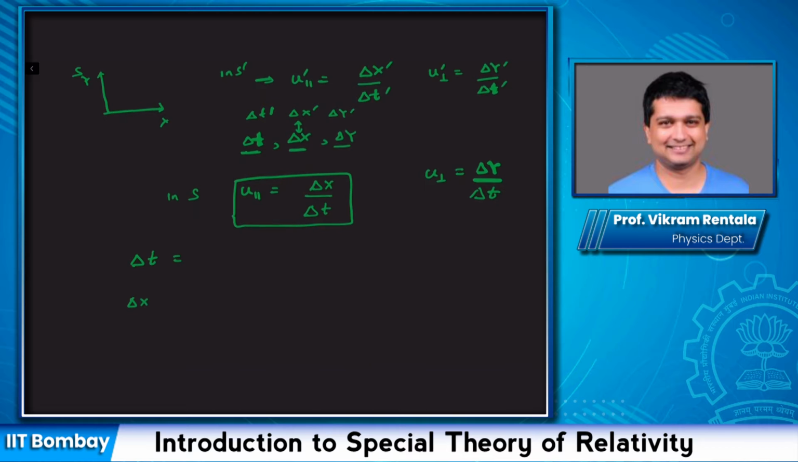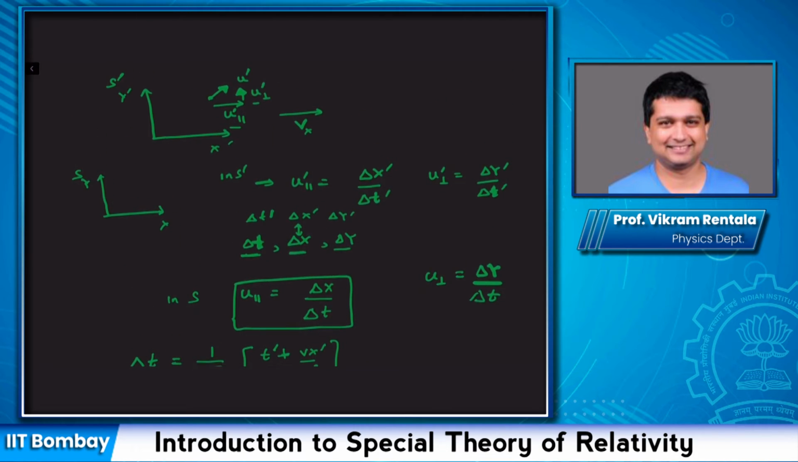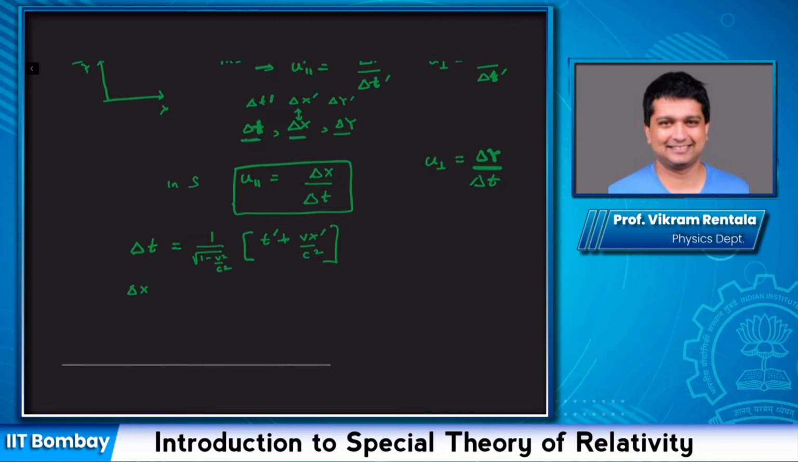So delta t would just be equal to 1 over the square root of 1 minus v square by c square times t prime plus vx prime over c square. Remember that this is an inverse Lorentz transformation because according to the frame S prime, the frame S is moving relative to the frame S prime at a speed minus v. And similarly, delta x would be 1 over the square root of 1 minus v square over c square times x prime plus v t prime.